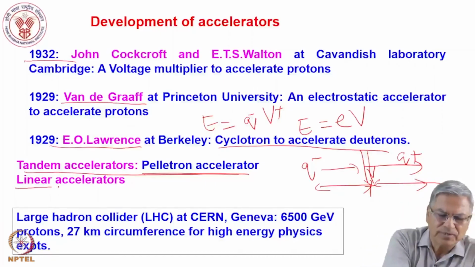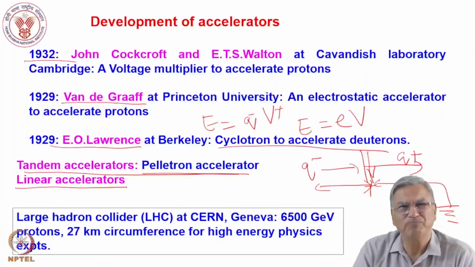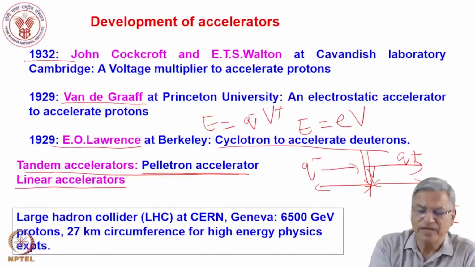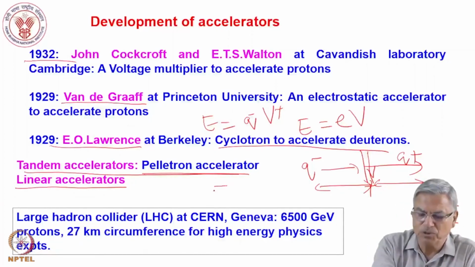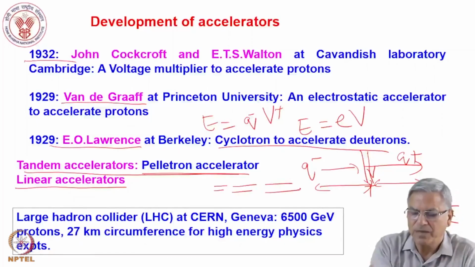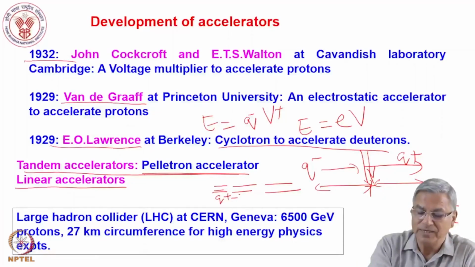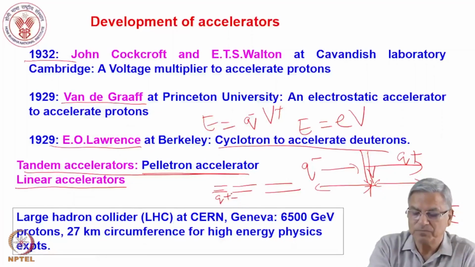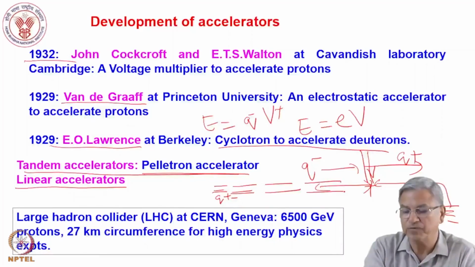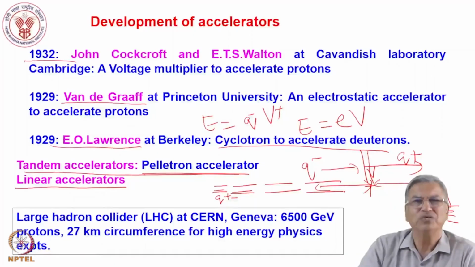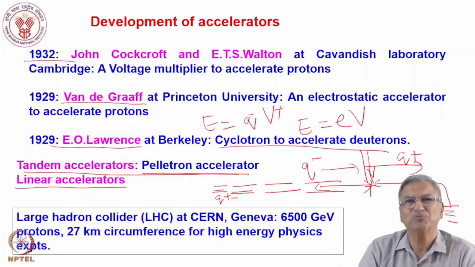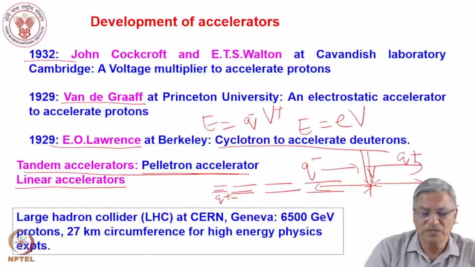Later on, linear accelerators also became very popular, wherein you can accelerate in small steps by an alternating potential. Let us say you have a positive ion and a negative potential, and then you change the potential from positive to negative, and in subsequent steps of increasing length of the accelerating tube, you can accelerate the particles to much higher energy.